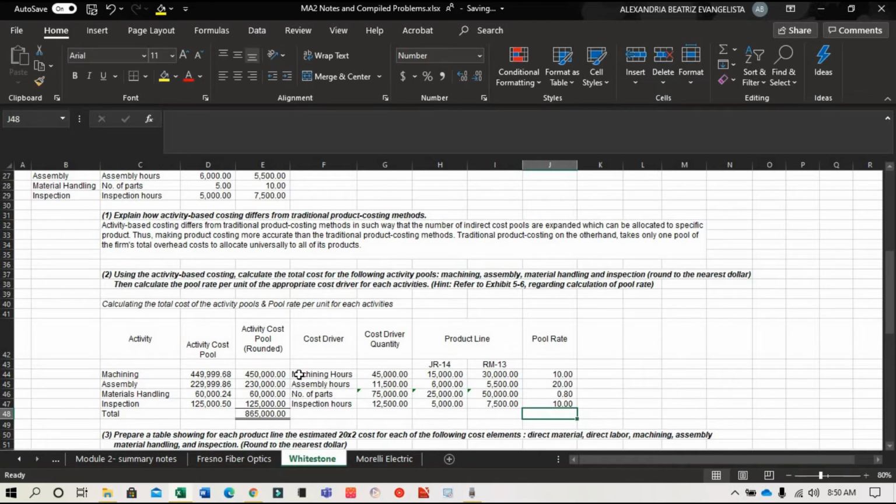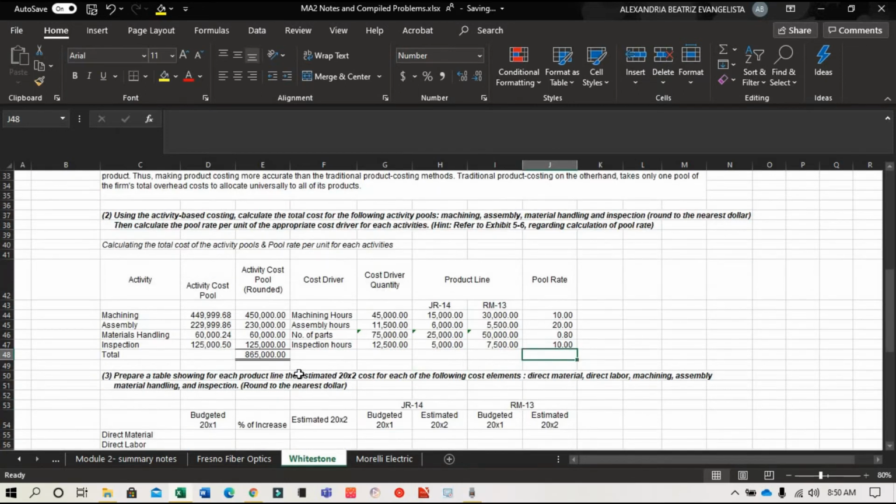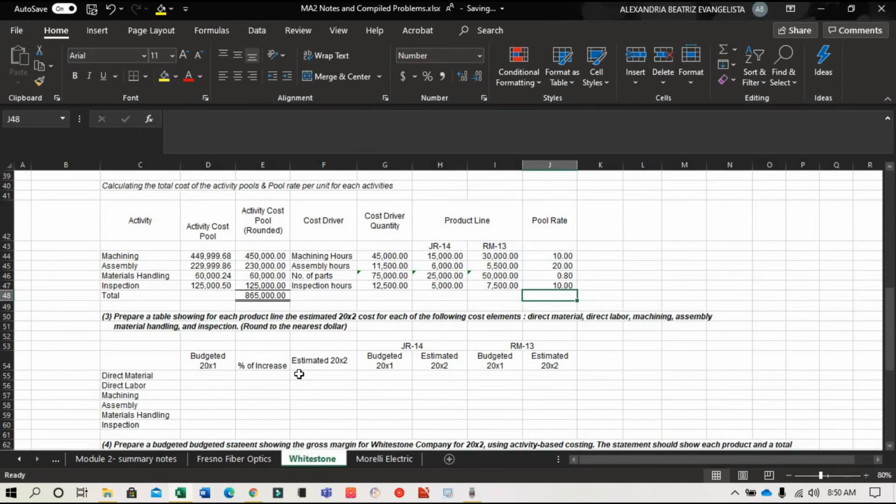So now let's compute requirement number 3. Prepare a table showing for each product line the estimated 20x2 cost for each of the following elements: direct material, direct labor, machining, assembly, material handling, and inspection. Round to the nearest dollar. Okay.